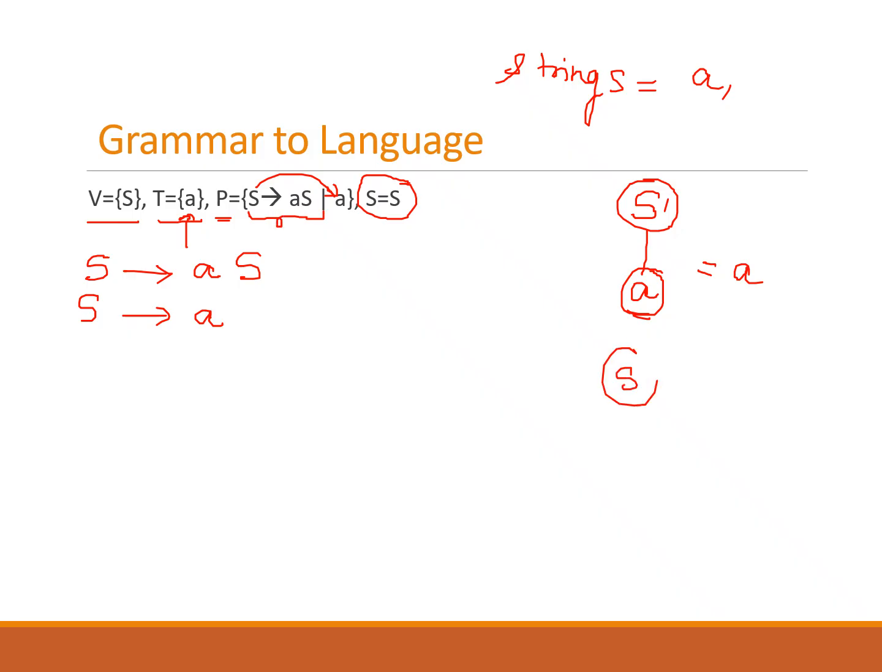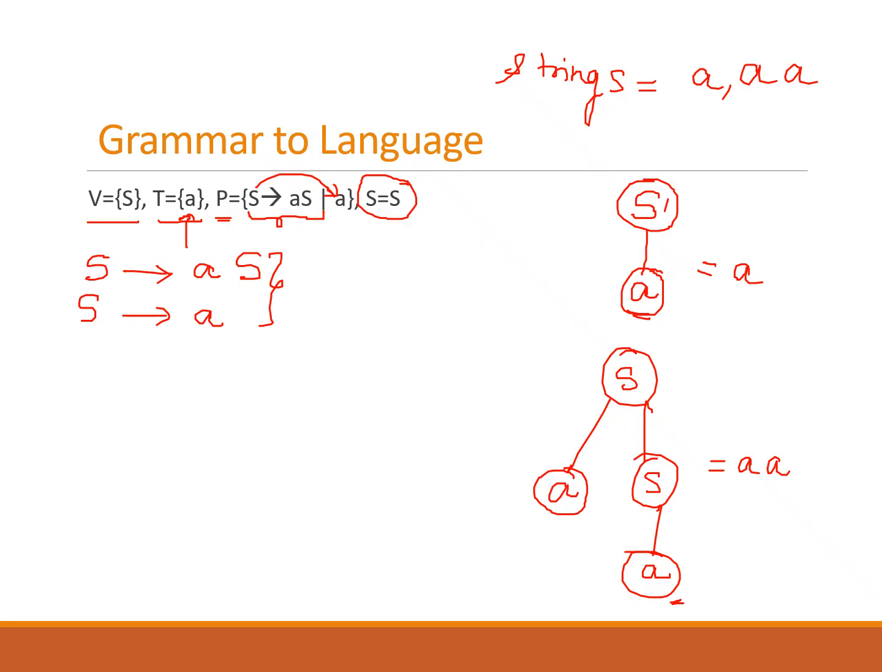So S gives me AS. Now this A is a terminal which cannot be expanded further. However, this S can be expanded using again either of these two rules. Let us select the expansion using A. Now this has reached the terminal. We cannot do the expansion further. So the string accepted is AA.